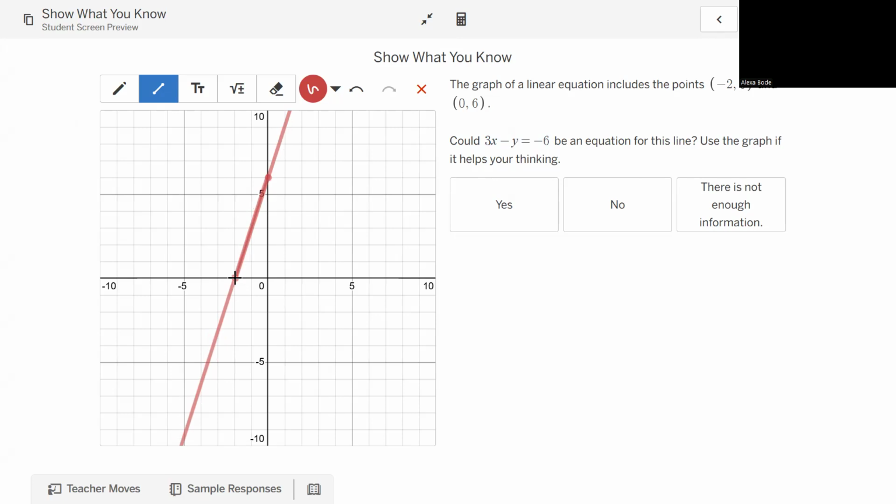So use the equation for each point. Would the point negative 2 comma 0 work for this equation? Would 0 comma 6 work for this equation? Answer it on your Nearpod. Yes, no, there's not enough explanation or not enough information.